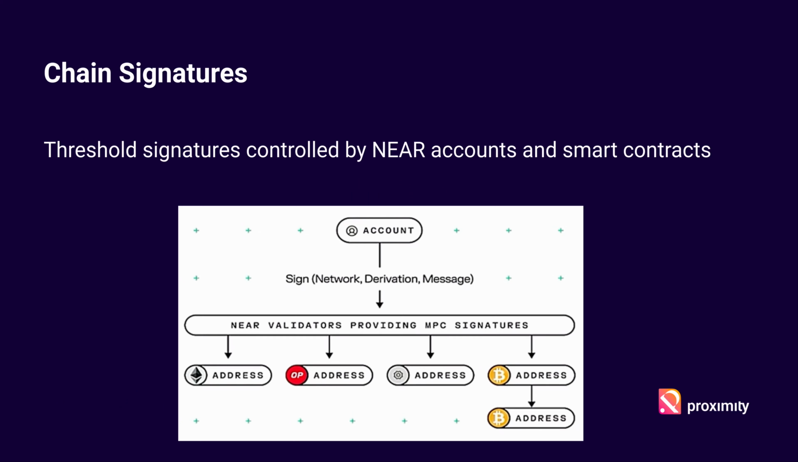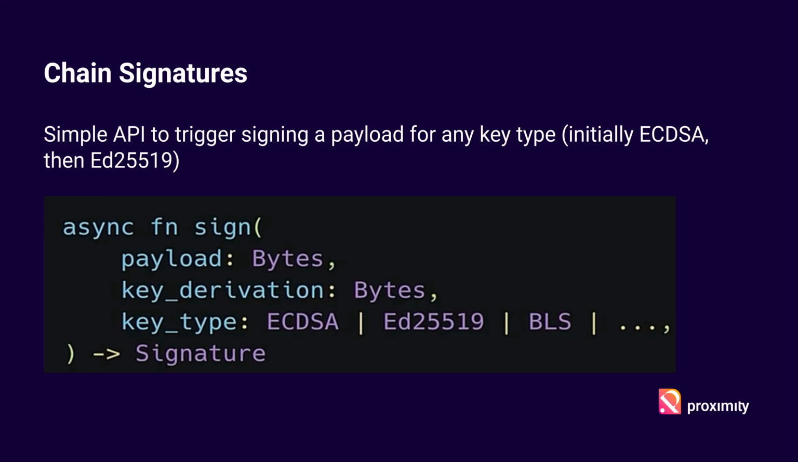So you will need a Near account or a Near smart contract to basically call the chain signatures contract, which sits on Near protocol, in order to get a valid signature. This contract is run as an MPC, so multi-party computation, by a number of trusted sources. We have a very simple API to trigger the signing of a payload for any key type. Right now, we currently support ECDSA, but coming soon is ED25519 and other signature types.